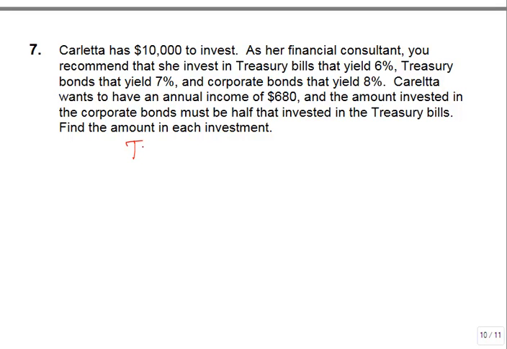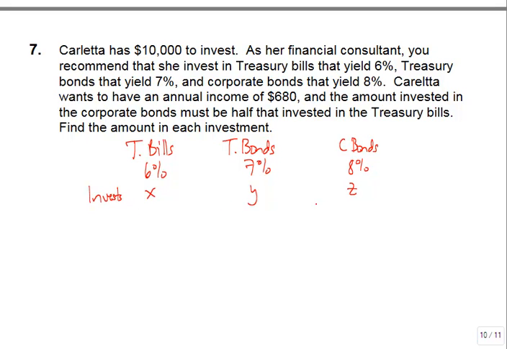So we've got our treasury bills, which are yielding 6%. We have our treasury bonds, which are yielding 7%. And we have our corporate bonds, which are yielding 8%. Let's say that she invests X amount at 6%, Y amount at 7%, and Z amount at 8%. What we want to do is, out of this word problem, create a system. So we need 3 equations because we have 3 variables if there's any hope of getting a final solution here.